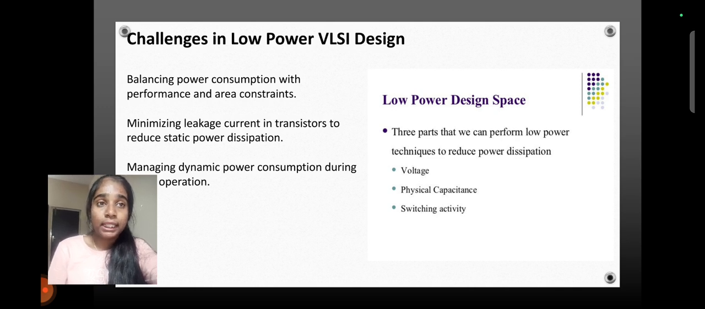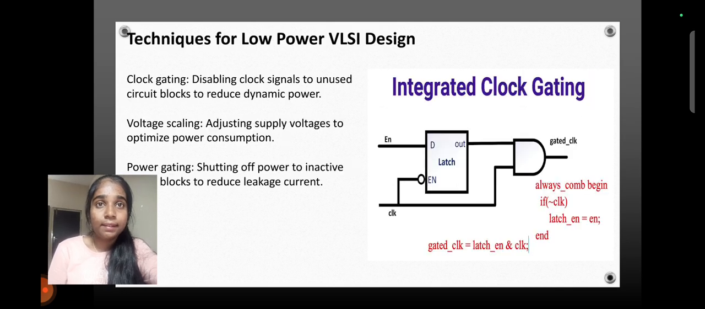In the low power design space, there are three parts where we can apply low power techniques to reduce power dissipation: voltage, physical capacitance, and switching activities.